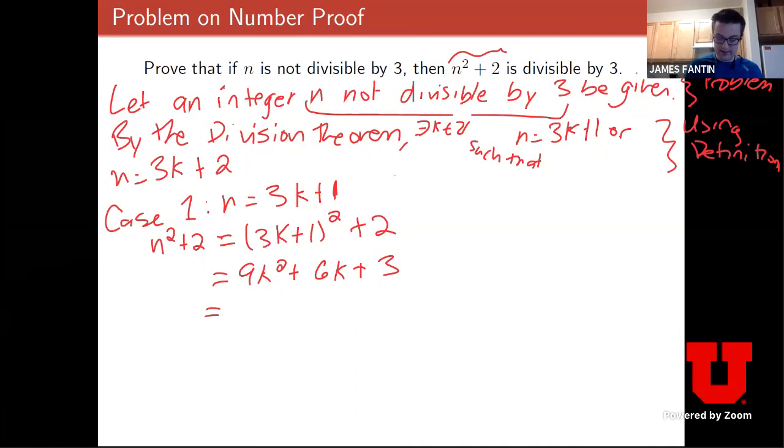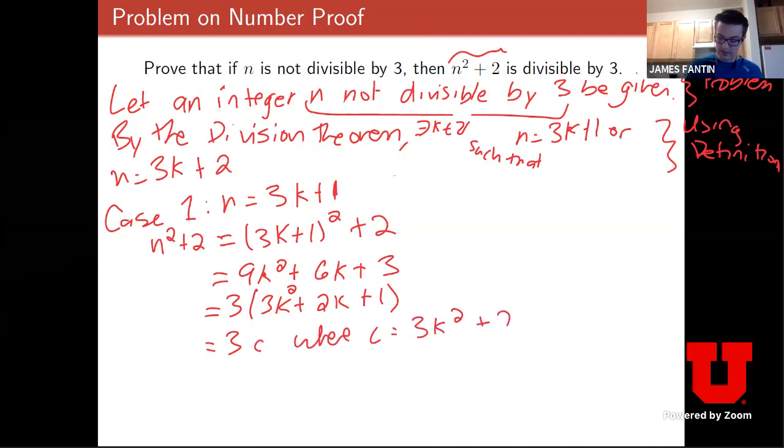So we've got this n(k) squared plus 6k plus 3. We want to prove that this is divisible by 3. That's pretty easy to see here because we can just factor 3 out. So that's going to be 3 times (3k squared plus 2k plus 1). And this is 3 times some c, where c is equal to 3k squared plus 2k plus 1.